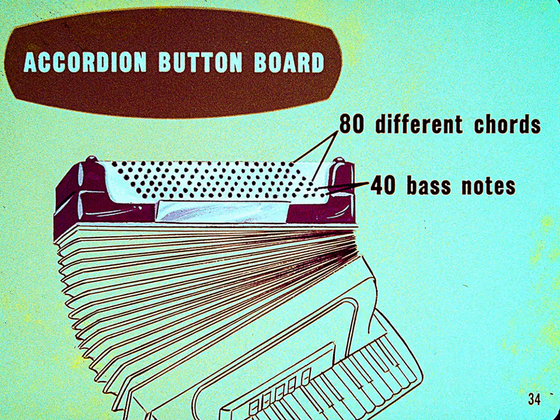This is a picture of an accordion's button board. The first two rows of buttons nearest the bellows control 40 bass notes sounding in octaves. The other 4 rows play 80 different chords, one complete chord to a button.